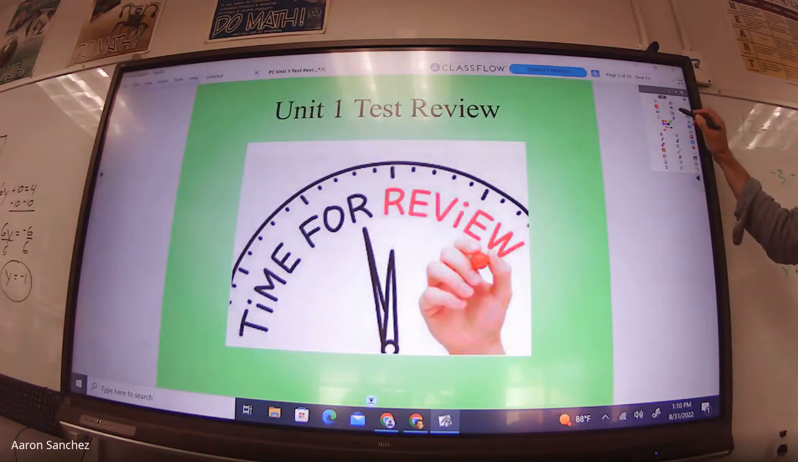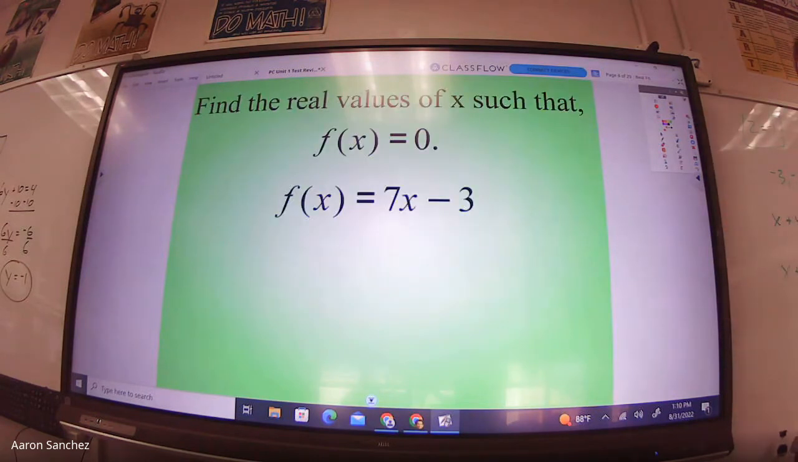Okay, time for review. We're just reviewing the test. That's all I'm doing. Okay, what's the difference between this and the one we just did? Because a lot of us got confused. Is this the same? The whole function is equal to 0. Exactly. F of x equals 0.